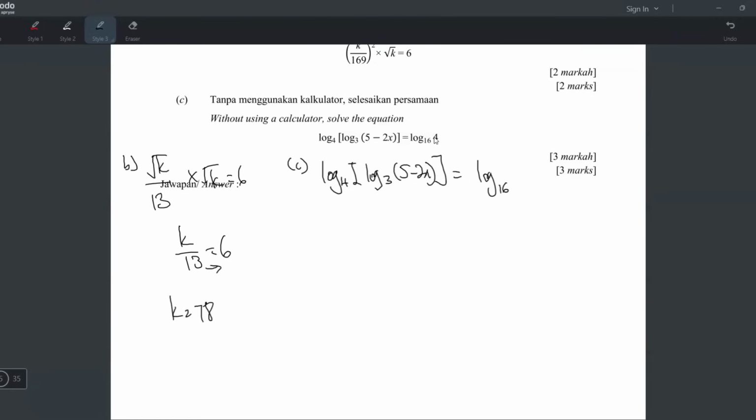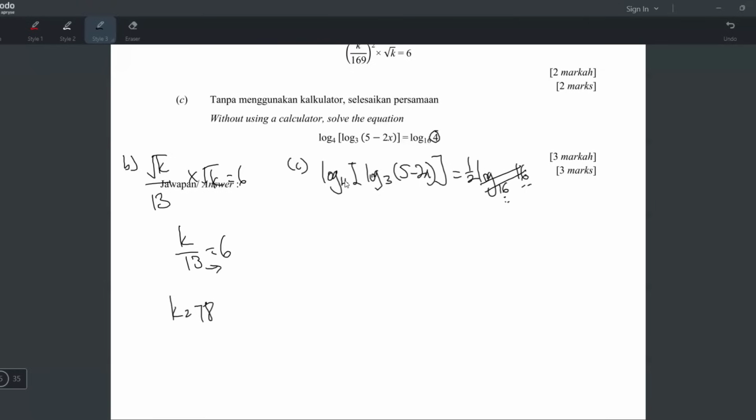So actually 4 memang boleh tukar jadi base 16 because 4 is actually square root 16. Yeah, because square root 16 is 4. And kenapa saya buat macam tu? Sebab kalau saya tukar jadi square root 16, square root is power 1 over 2, and then the power 1 over 2 can hantar depan, and then the log 16 16 can cut jadi 1. That's why I make sure the 4 I change to base 16 because I want the number here and the number here sama. Sebab kalau sama boleh potong.